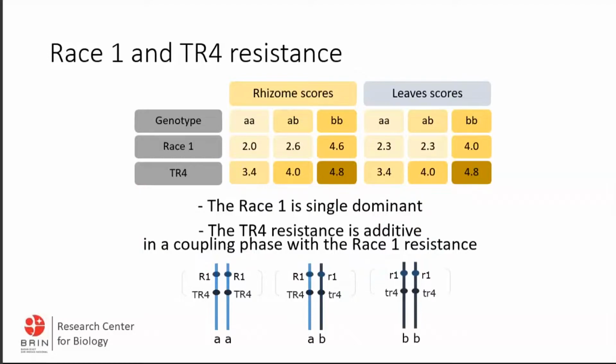And according to the average score of the rhizome and leaves, as I mentioned before, this RIS1 is single dominant. This is obvious from the pattern of the rhizome score distribution. When the TR4 resistance is additive, neither dominant or recessive. So once the RIS1 resistant allele occurs, the resistance to the tropical RIS4 is increased. But when the resistance does not occur in the allele, then the susceptibility of the plants to tropical RIS4 is increased.